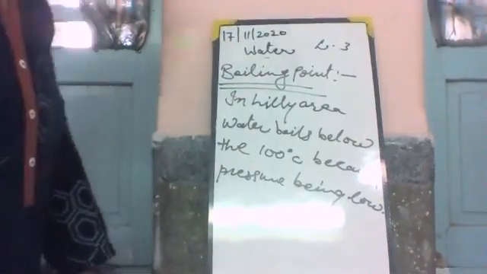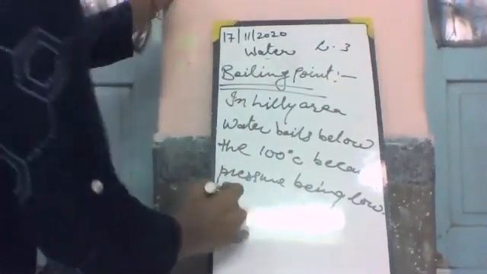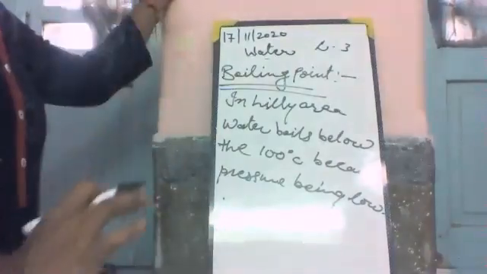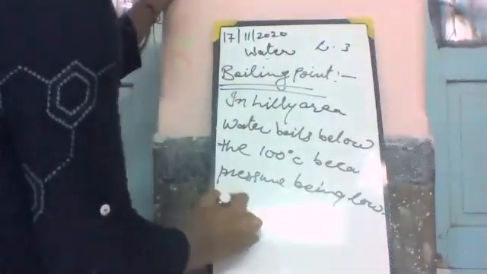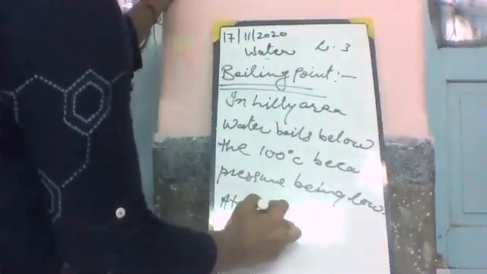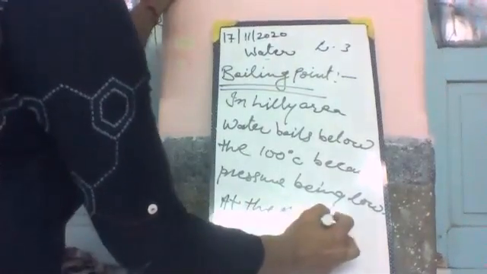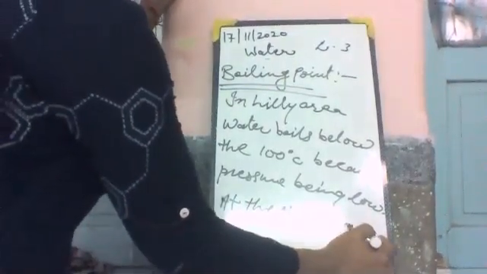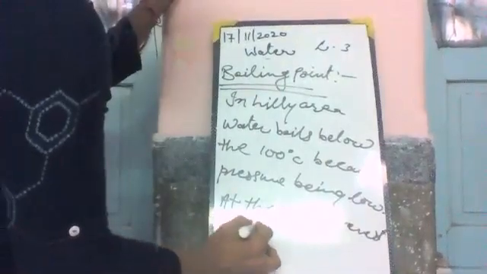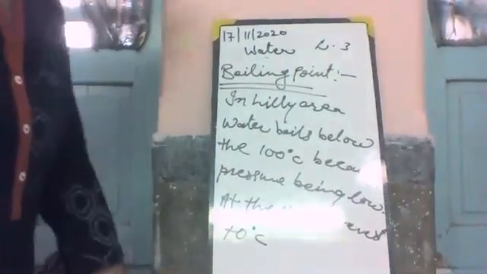At the peak of Mount Everest, water boils at 70 degrees centigrade.